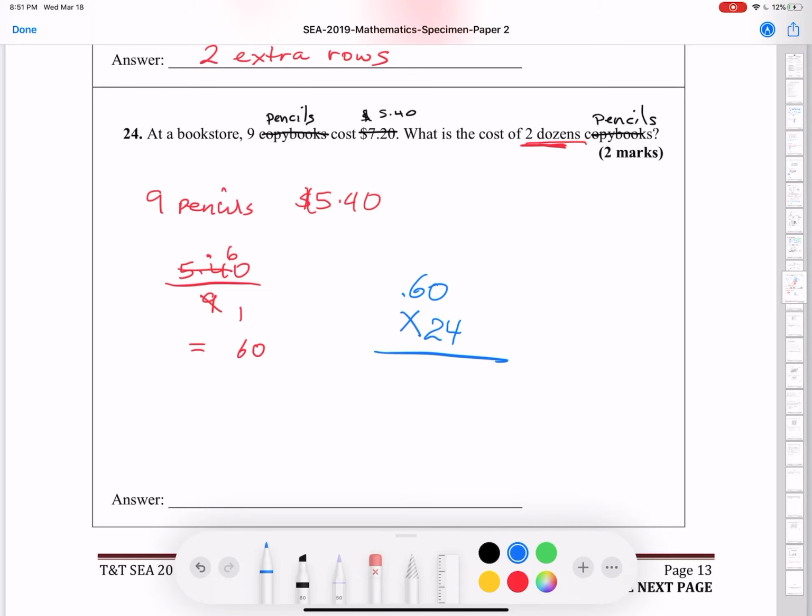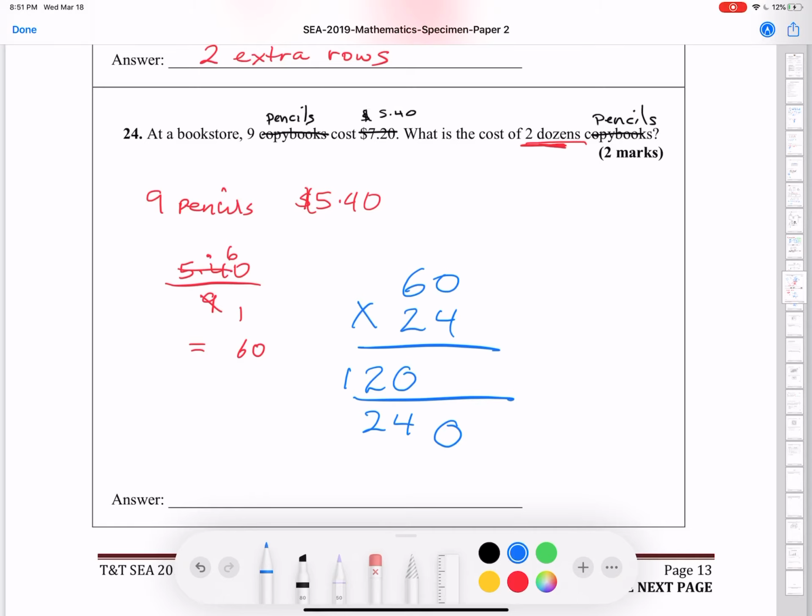Alright, in fact, let me line it up like tens and ones. We don't do it slanted anymore. 60 by 24. Well, you know we can do 24 times 6 and add a 0. But let's go ahead. 0 2s are 0, 6 2s are 12. 0 4s are 0, 6 4s are 24. Fill up extra spaces with zeros.